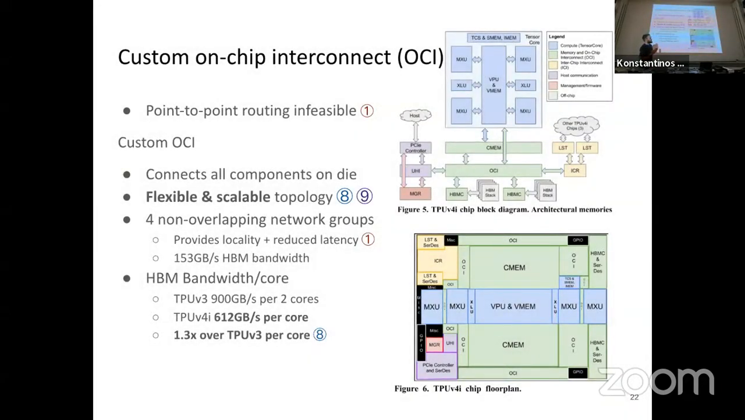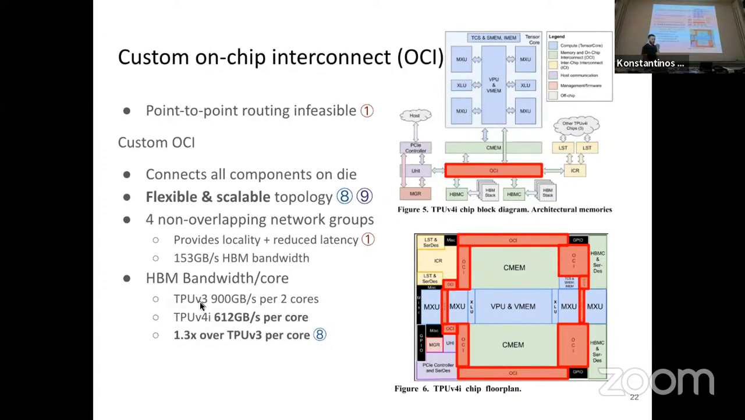This DMA is actually part of this OCI, or on-chip interconnect, which is also a new kind of interconnect that they have included on the chip. Generally, point-to-point routing is no longer feasible due to the infeasible wire scaling. So this OCI takes the form of a network where all the elements can communicate with each other. It's again a very flexible and scalable topology, meaning future proof. And as you can see, it also has a much higher bandwidth per core.